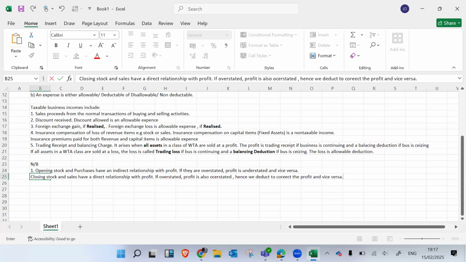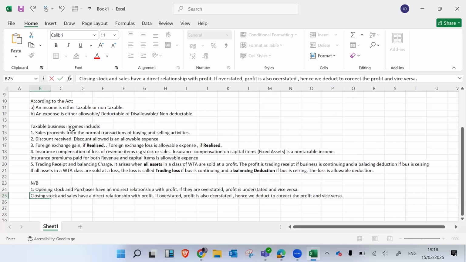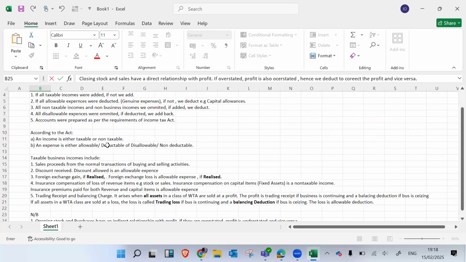Now, what are we talking about here? Remember we said that the computation of business income is not about preparing the P&L. We already have the P&L that has been prepared by the accountant. Now you're only coming in to check if the accountant did the right thing. In preparing those financials, did the accountant include all the genuine incomes and all genuine expenses, or are there some expenses he or she excluded? So that's why we're coming in to correct the mistakes.